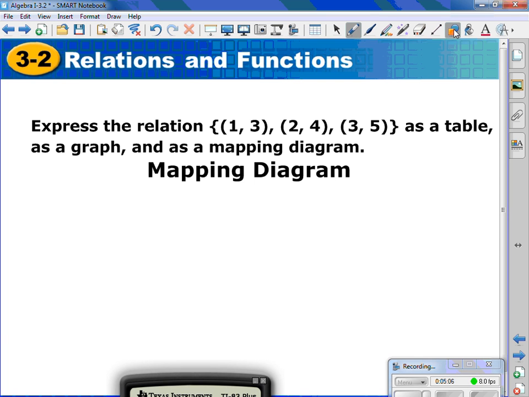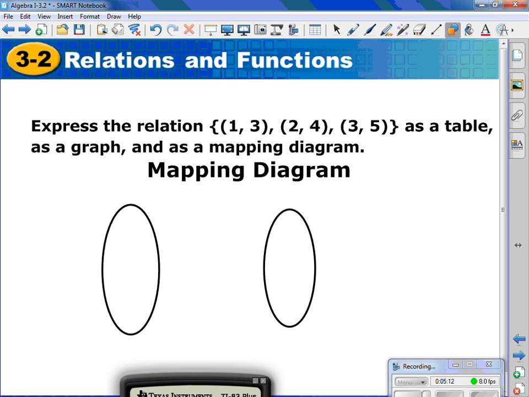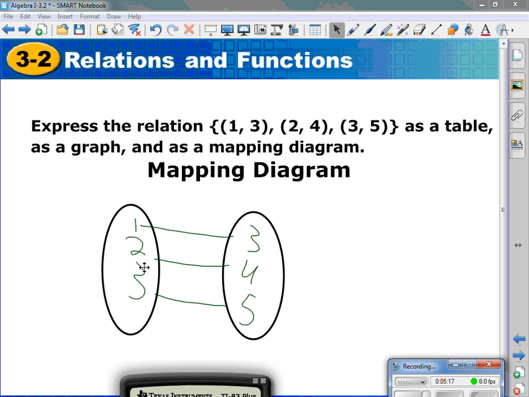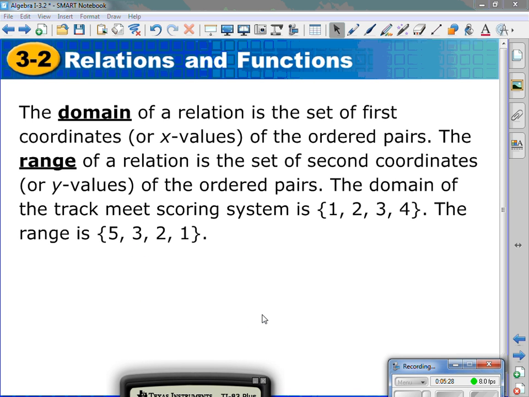Now for the map. For the mapping, all the x values go in the first bubble, all the y values go in the second bubble. They just did straight across. 1 to 3, 2 to 4, 3 to 5. The domain of a relation is the set of the first values. So all of the x values are called your domain. The range is all the second coordinates, or all of your y values.